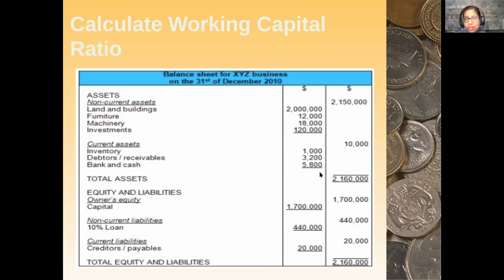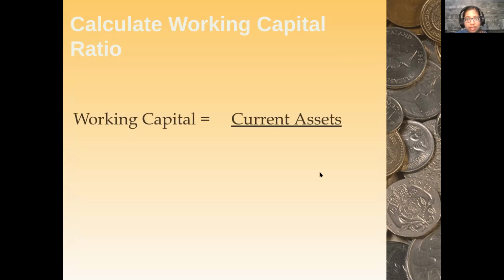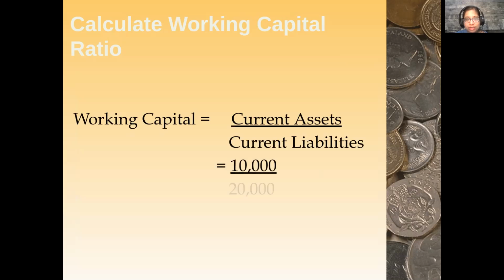So then what is your working capital ratio? It's simply the 10,000 divided by your 20,000, which is 0.5. Now, is this a good working capital ratio to have? What do you think?